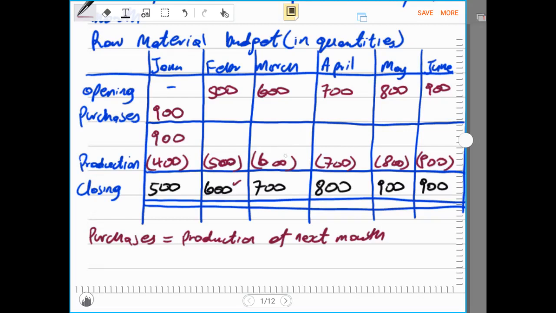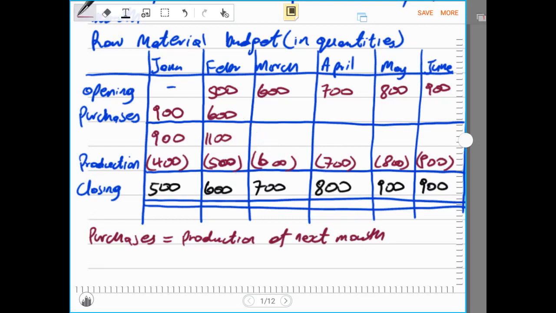And the production of next month is 600. Here is the production of next month, 600. So now our purchases will be 600. So that here we have 1,100. And when you say 1,100 less 500, we are left with the closing of 600. So now my statement is correct.